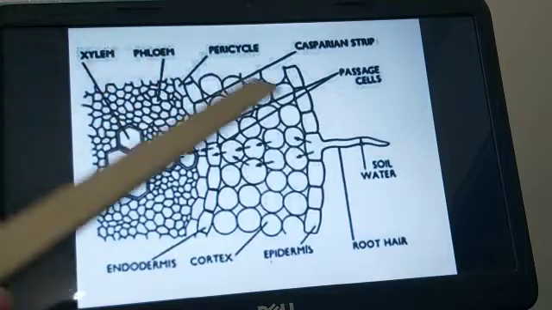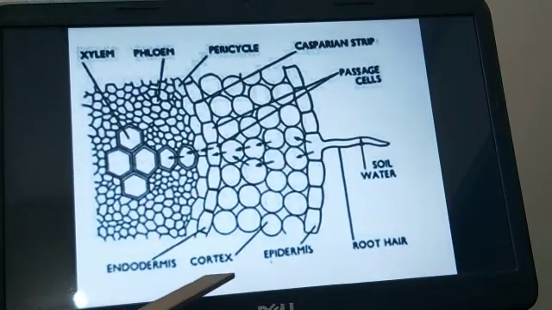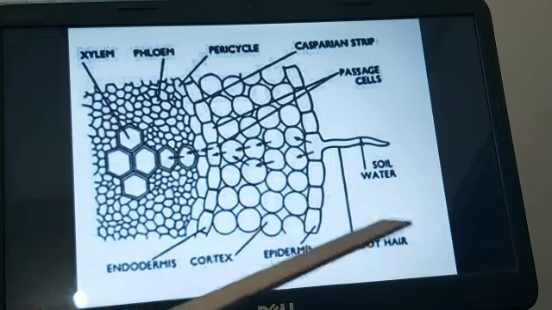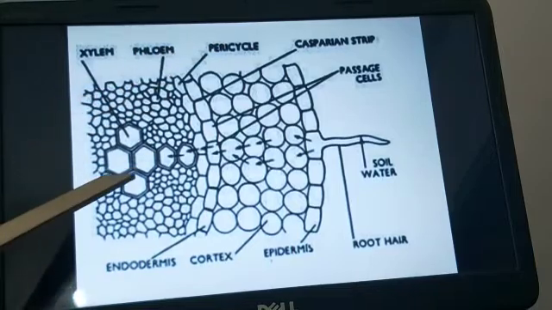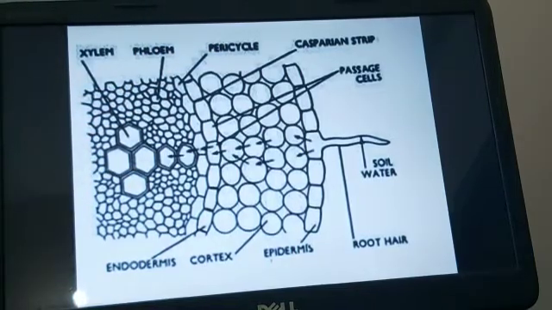Children, please keep track of this particular sequence. In your ICSE paper, you have to write this correct sequence. So please see that you understand and you learn this sequence, that is root hair, epidermis, cortex, endodermis, pericycle and xylem. This particular sequence is very important.